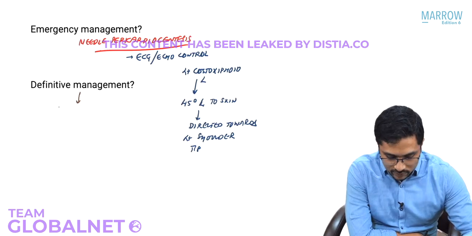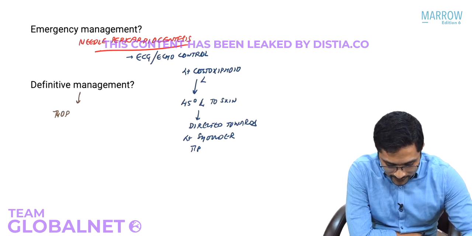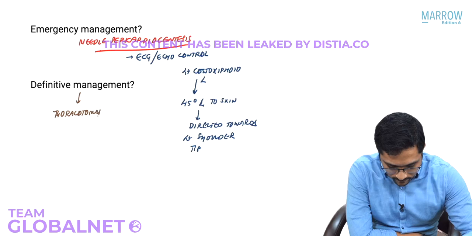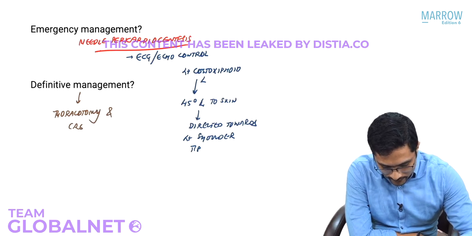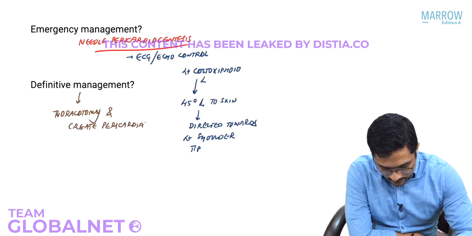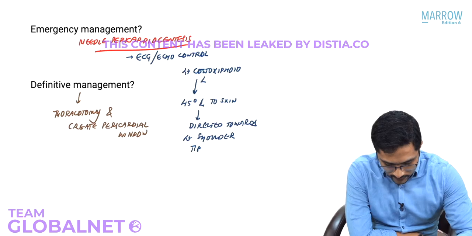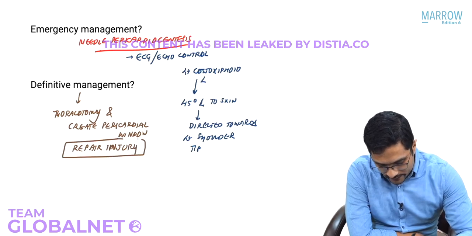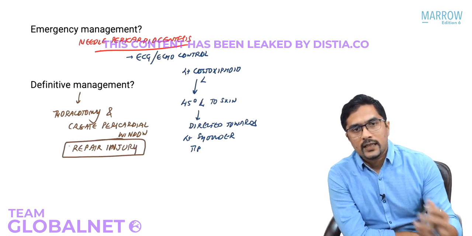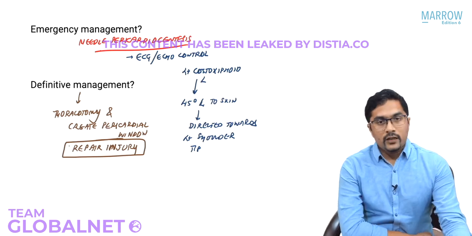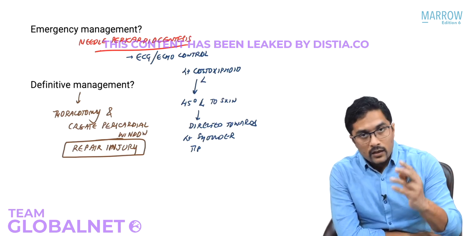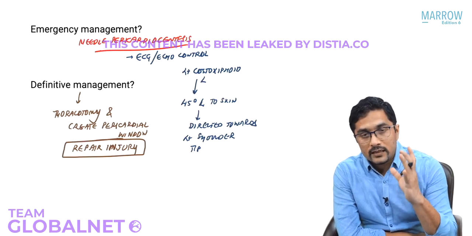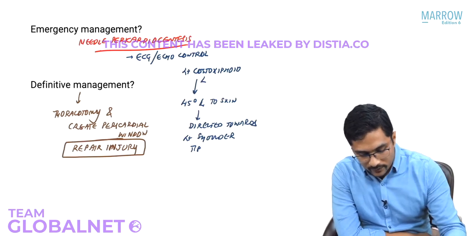The definitive management is we have to carry out a thoracotomy and create a pericardial window. That means basically put in a drain there, and we have to repair the injury. If there's any residual collection, that can come out through that drain. That is the definitive management of cardiac tamponade. I've told you these two scenarios are the most important in trauma.